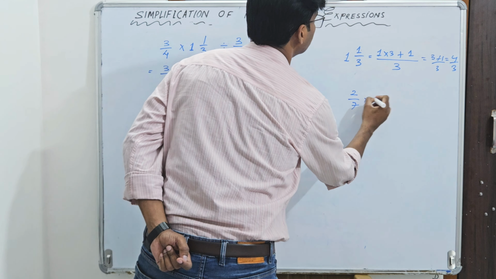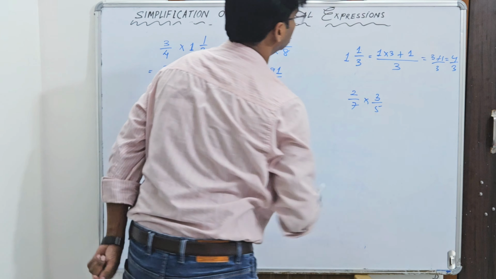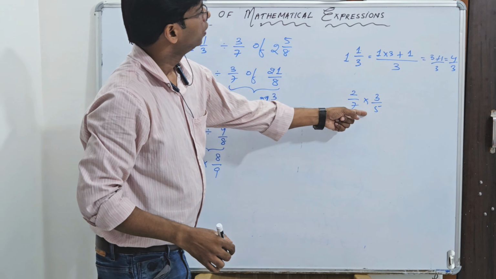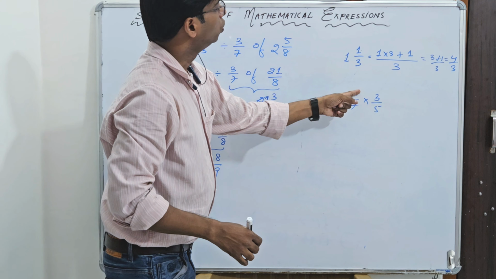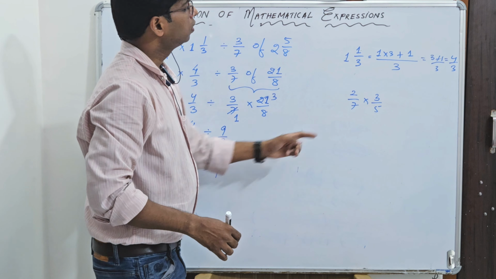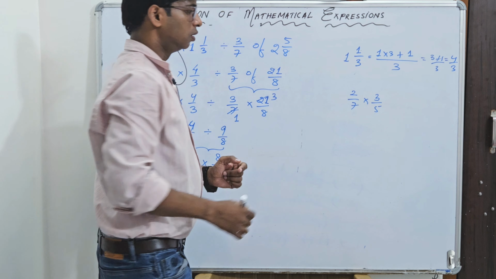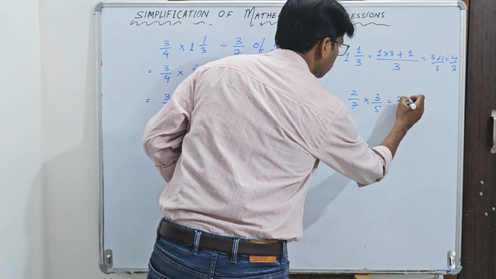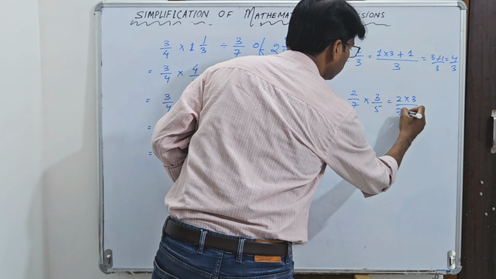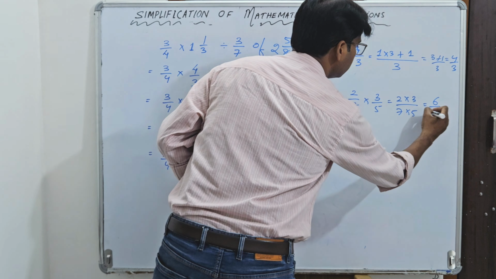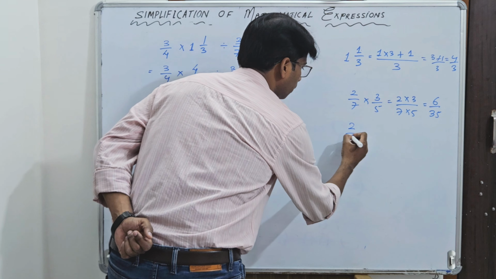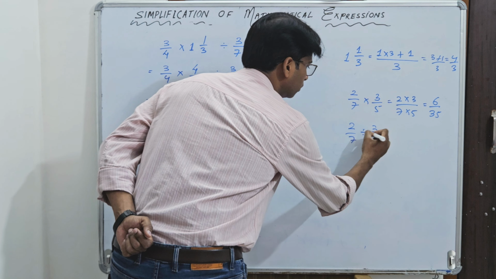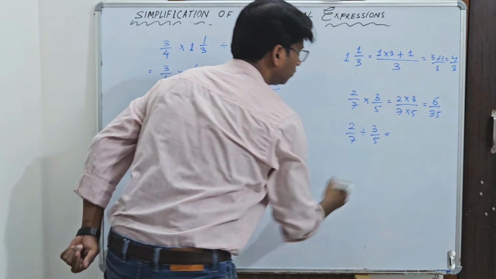If you remember multiplication of fractions or division of fractions, how do you multiply the fractions? Suppose it is given like this: 2 by 7 into 3 by 5. So in the multiplication case, what do we do? Numerator is multiplied with numerator, denominator is multiplied with denominator. That means 2 into 3 by 7 into 5. How much is it? 6 by 35. But in division, the same thing I am doing here. You see how the answer is changing.